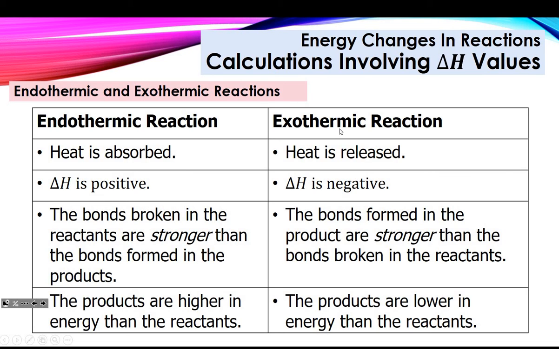Okay, so overall, this is what's going on. This is sort of a summary page for this. So for endothermic reactions, heat is absorbed. Delta H is positive. Bonds are broken in the reactants and are stronger than the bonds that are formed in the products. The products are higher in energy than the reactants. For an exothermic reaction, heat is released. Delta H is negative. The bonds formed in the product are stronger than the bonds in the reactant. And the products are lower in energy than the reactants.